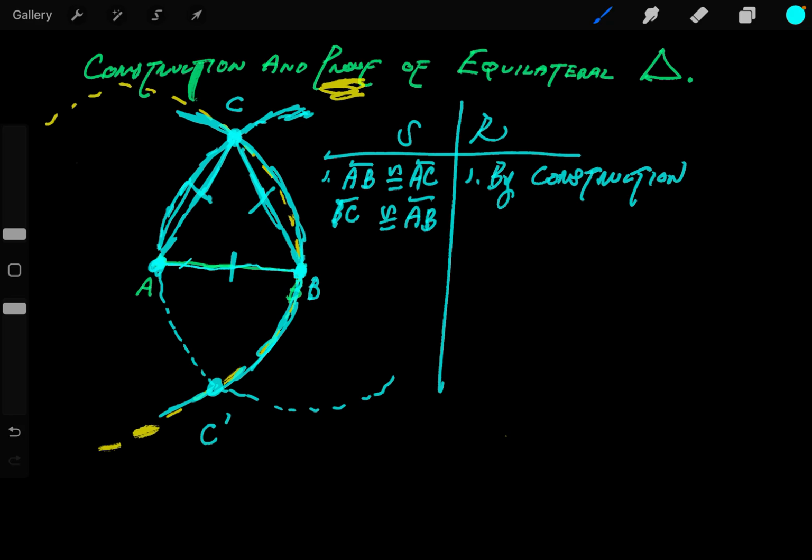And do I have that here? Yeah, I do, because I could just say AB is the same as AC, BC is the same as AB, so then what do I know? BC is the same thing as AC by transitivity. You should see that this is transitive.